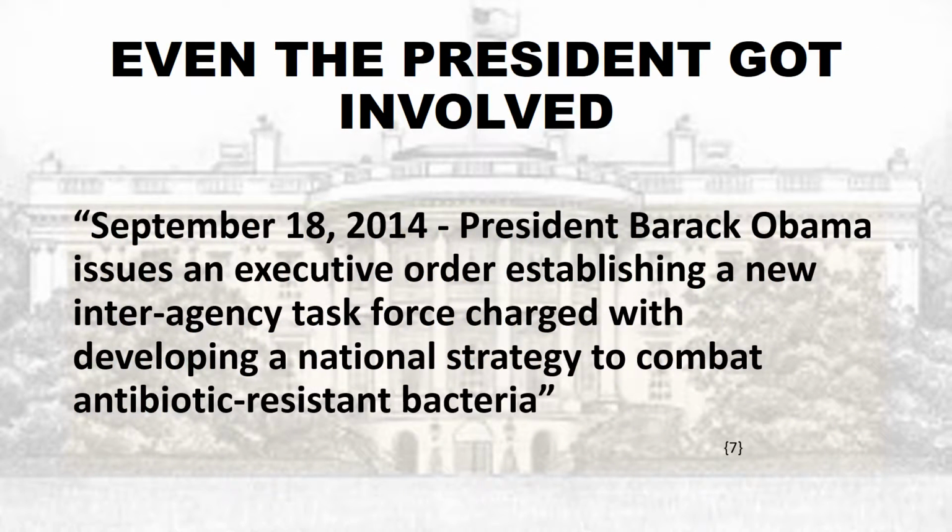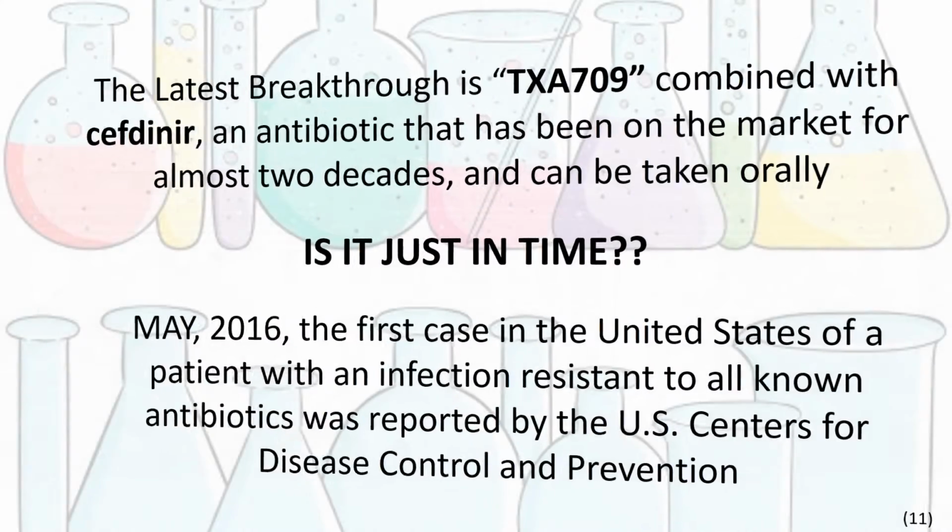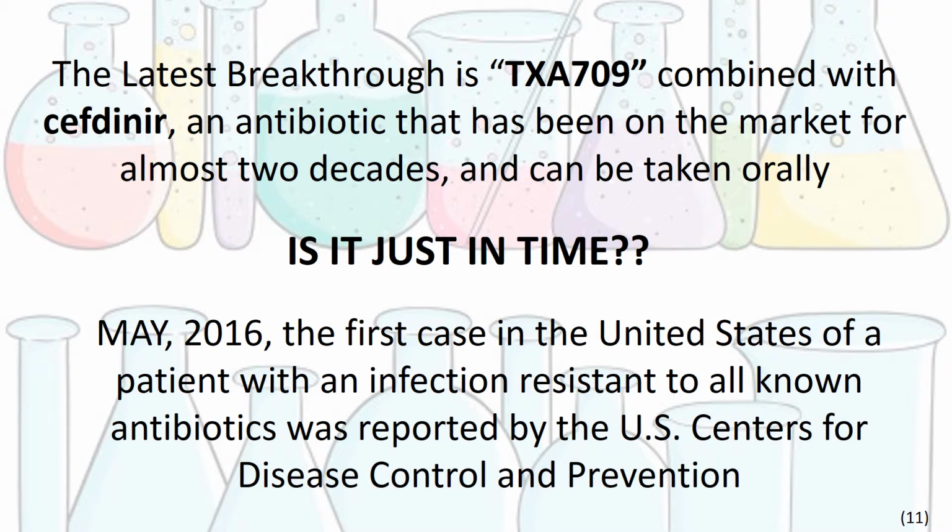Even the president got involved. September 18, 2014, President Barack Obama issues an executive order establishing a new interagency task force charged with developing a national strategy to combat antibiotic-resistant bacteria. The latest breakthrough is TXA-709, combined with cefdinir, an antibiotic that has been on the market for almost 2 decades and can be taken orally. Is it just in time?